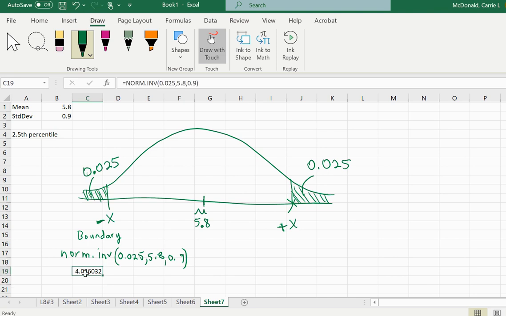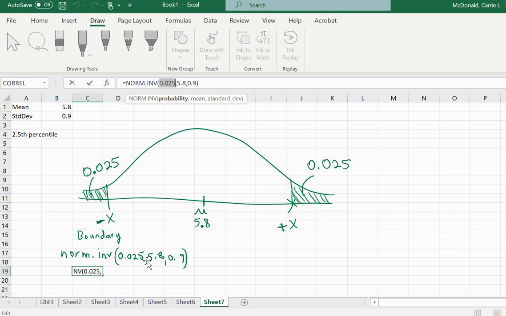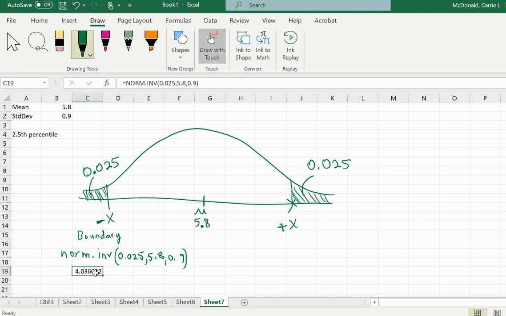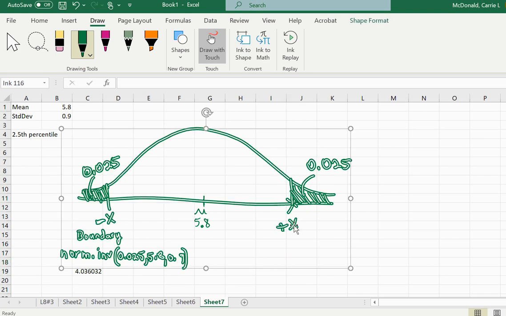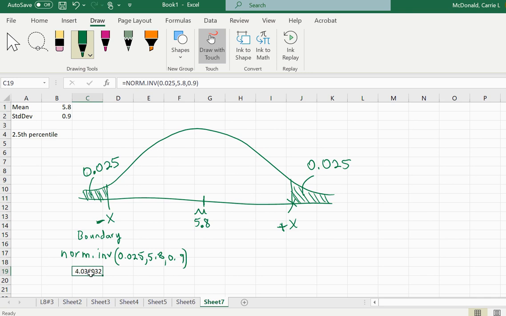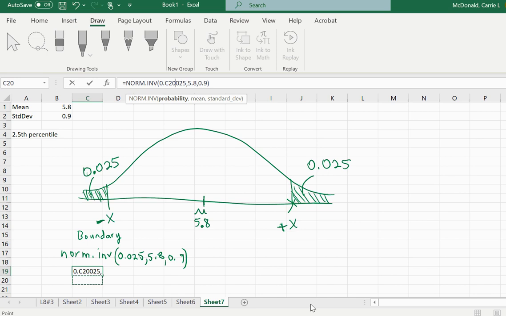It should have given me a negative value, but I guess something is definitely off about that. 0.025 should have given me a negative boundary. For this one, it should be the same answer but positive, but this one's already positive, so what's going on? It's very strange. But this answer does make sense if you just make it negative.